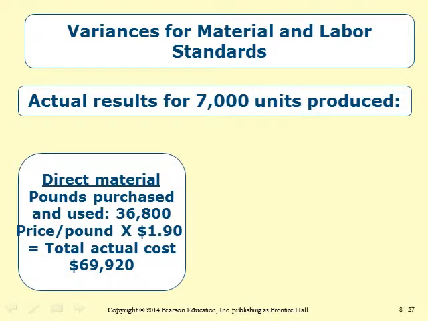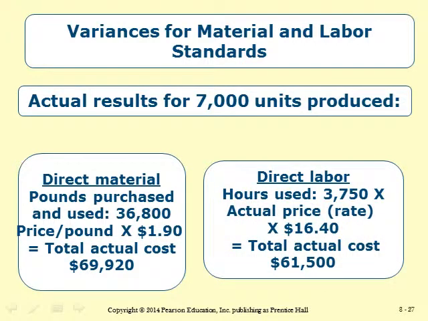Next we're looking at the actual results for 7,000 units produced. For direct material, the pounds purchased and used were 36,800 pounds times $1.90, with a total actual cost of $69,920. For direct labor, we have the actual hours used of 3,750 times the actual cost of $16.40 per hour, to give us a total actual direct labor cost of $61,500.